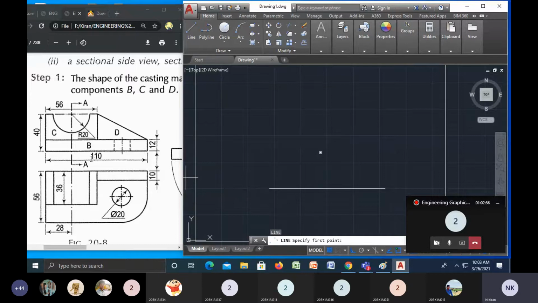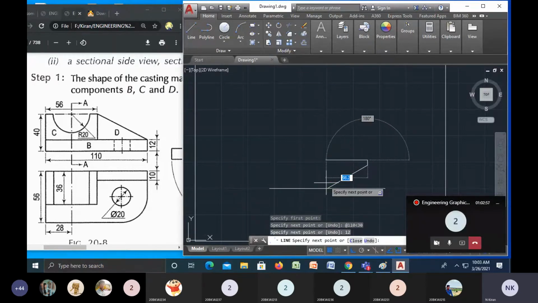Now again L enter. Now what is the length? Base 110. Okay, from this point 110, shift at the rate, and what is the value? 110. And what is the angle? 30. Enter. Okay, this is your 110 mm, and height is 12 mm. 12, enter. Okay, right.